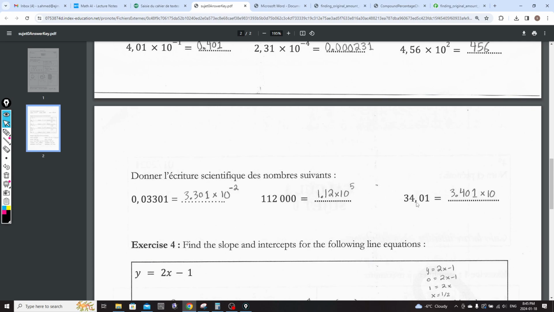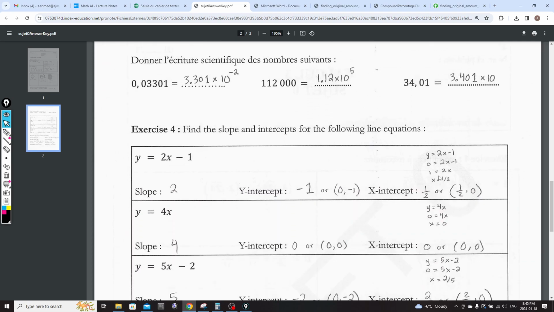Now this guy right here, I need to shift it over a single time. And so then I have to write 3.401, and because I shifted it over only one time, that means that's times 10 to the power of 1, okay? So hopefully that stuff makes sense there.